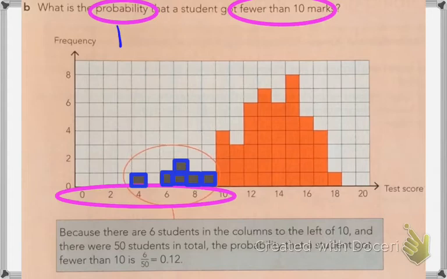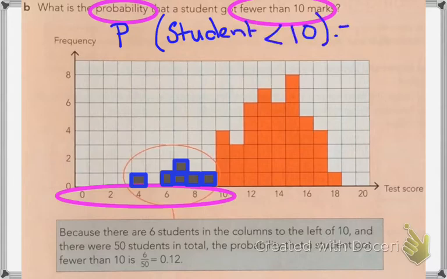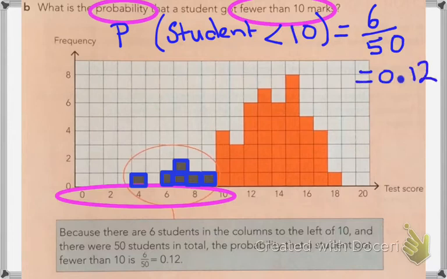So now let's calculate the probability. I can say the probability, bracket, that a student gets less than 10, close bracket, is equal to 6 out of the 50 students that are in this graph. If I put that into my calculator, I get 0.12, which is my probability, as we can see down the bottom. You can write either of these answers as either 6 out of 50 or 0.12. We will accept both of those.